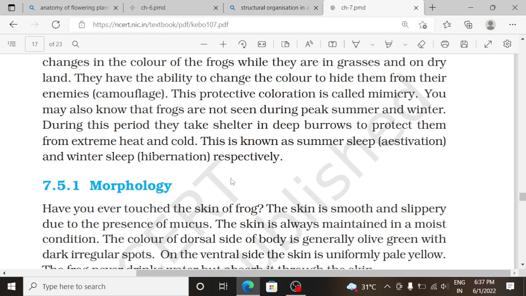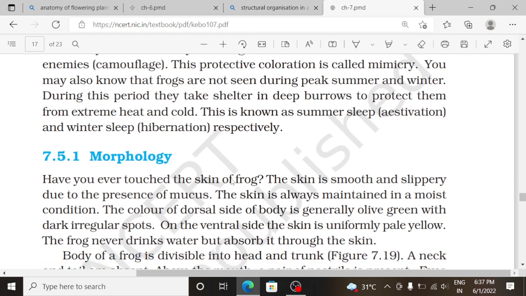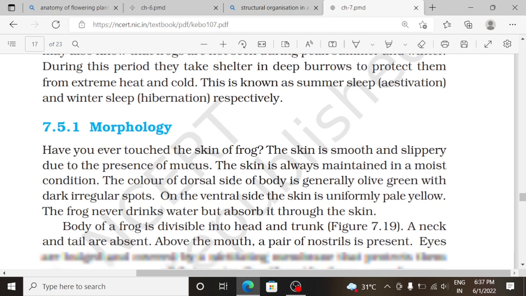You may also know that frogs are not seen during peak summer and winter. During this period, they take shelter in deep burrows to protect them from extreme heat and cold. This is known as summer sleep, that is called as aestivation, and winter sleep, that is called as hibernation, respectively.